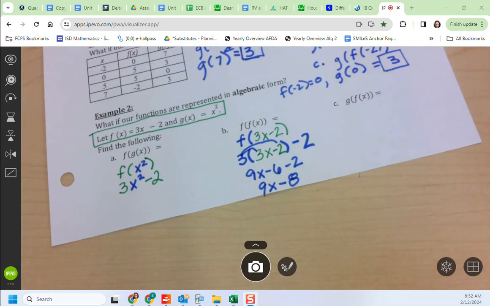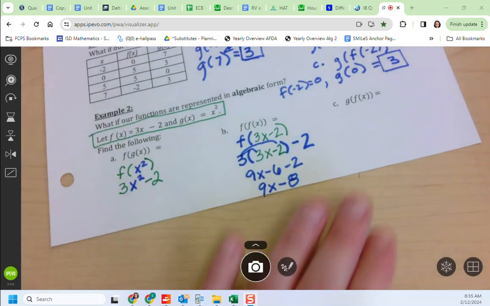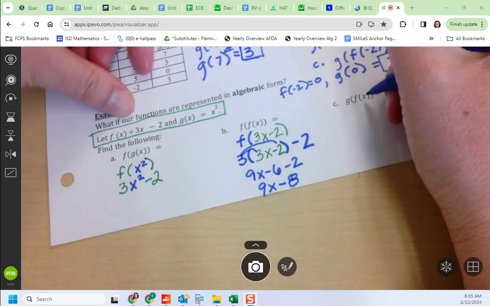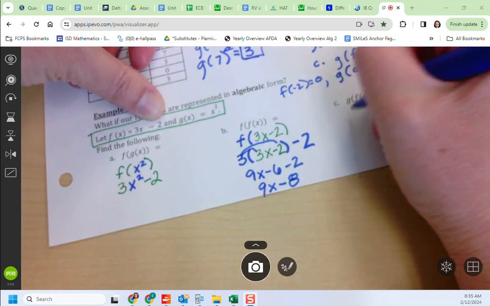All right, I want you to try C. All right, starting with my inside function f of x, I'm going to replace it with 3x minus 2.